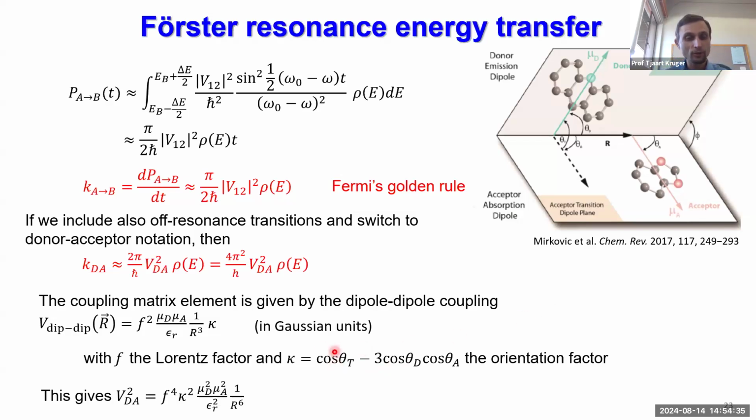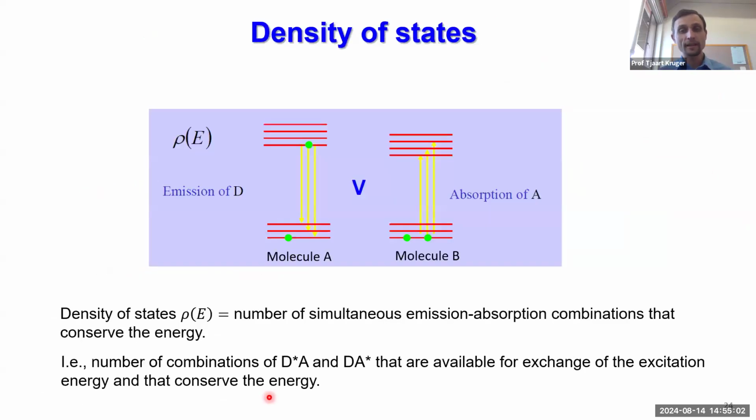Right, so if we do that, then we take the interaction potential between the donor and acceptor squared, and that gives you basically this one squared. And here you can already see the 1 over R to the 6 dependence, which is a very well-known characteristic of Förster resonance energy transfer. Let's now consider the density of states.